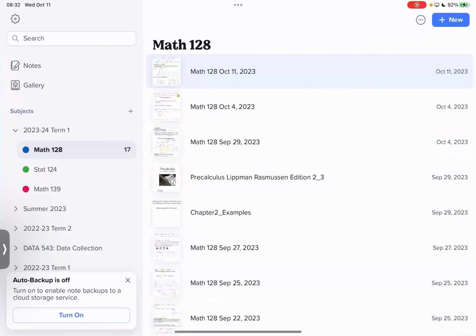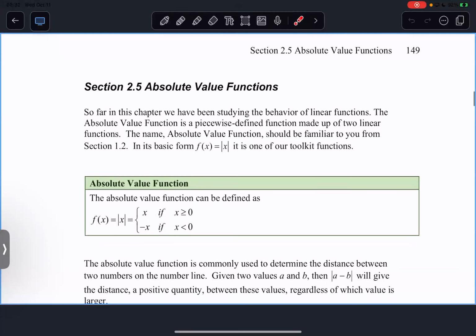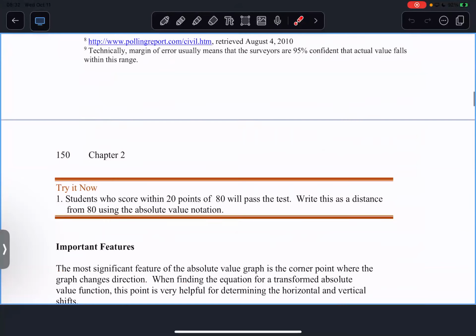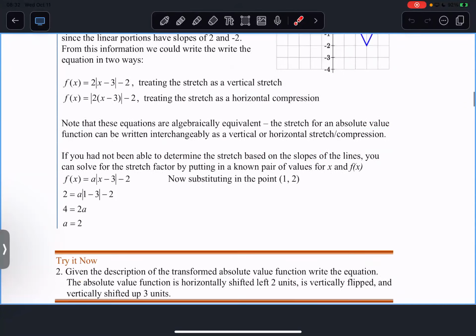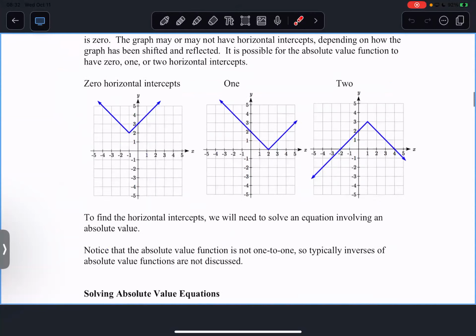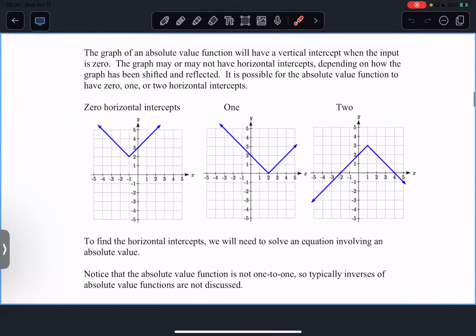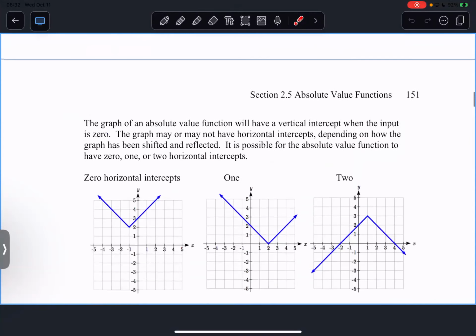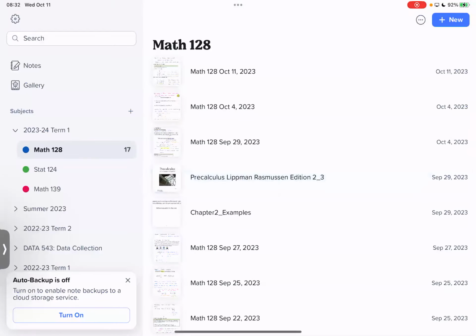Where do I want to go next? Let me see if there's something in here. Nope. How about some examples?